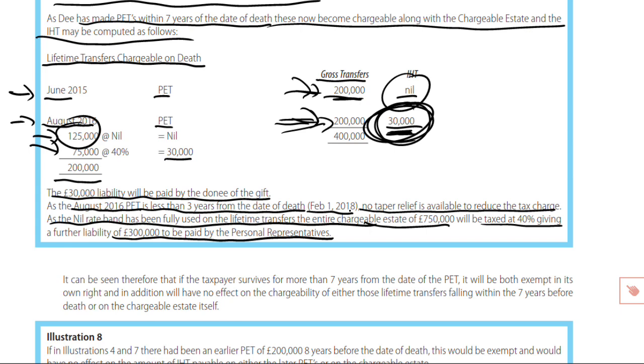So again, take a moment just to have a look through the examples that we have done here before we go back and cover other issues that we've skipped over so far as this basic discussion of calculating tax on lifetime transfers and on the death estate is concerned. Just have another little look at that, please.